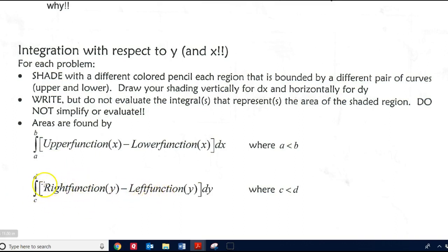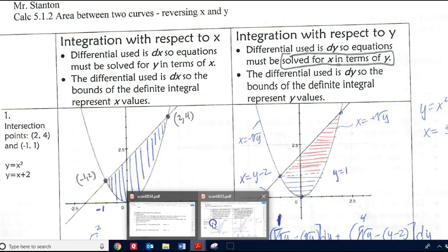What's new is this piece right here when we're integrating with respect to y. When we're integrating with respect to y, we're going to take whichever function is to the right and subtract whichever function is to the left. And then we will have different limits of integration, as you will soon see.